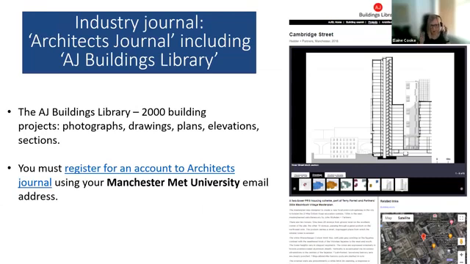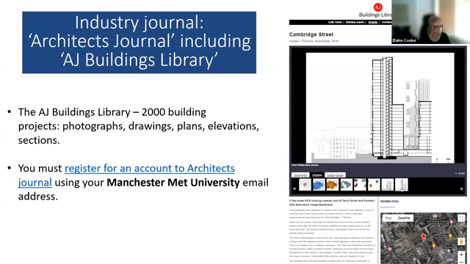Someone brought back the Architects Journal as a database, so an industry journal, not necessarily counted as a peer-reviewed journal, but very high quality information, great for news and building studies. And it includes the AJ Buildings Library, which was new last year, which has 2,000 building projects on, with all photographs, drawings, plans, elevations, sections of particular buildings. So that is a fantastic addition to our resources.